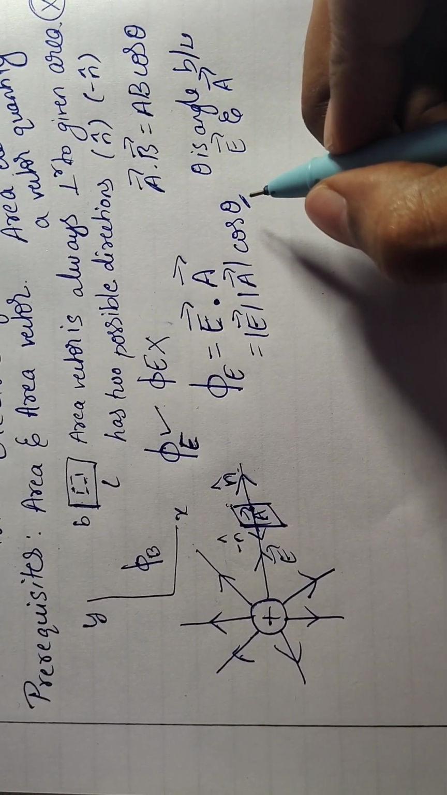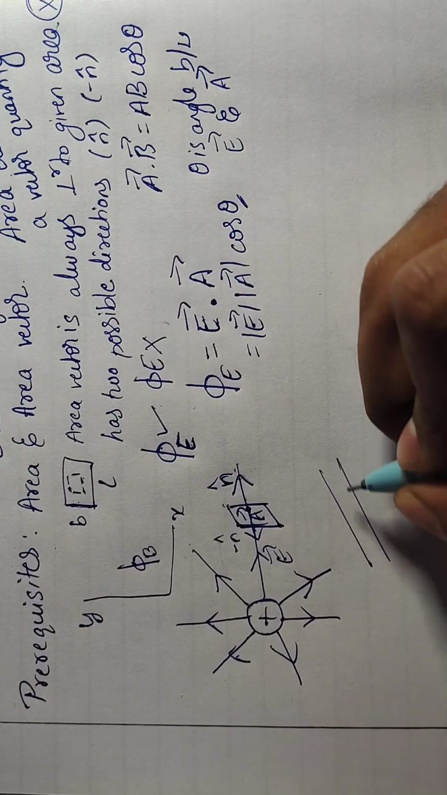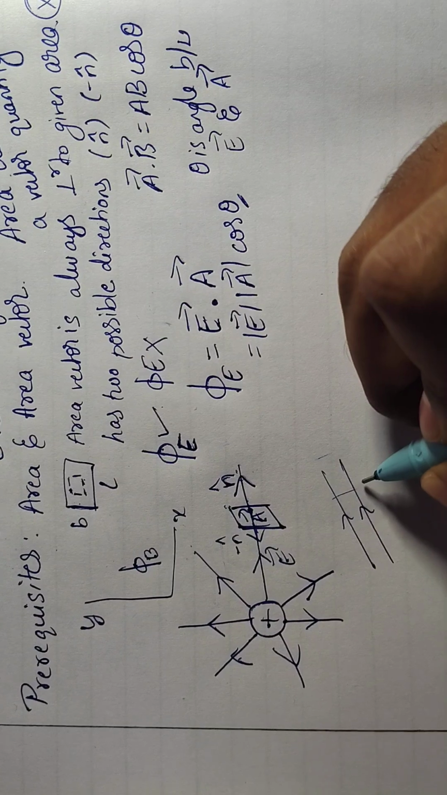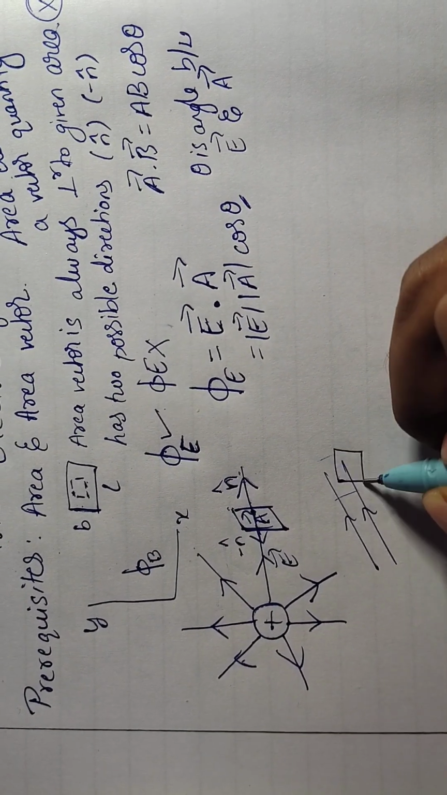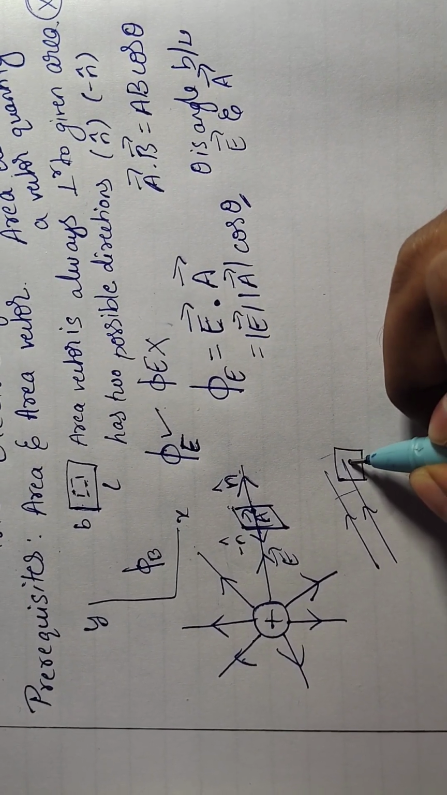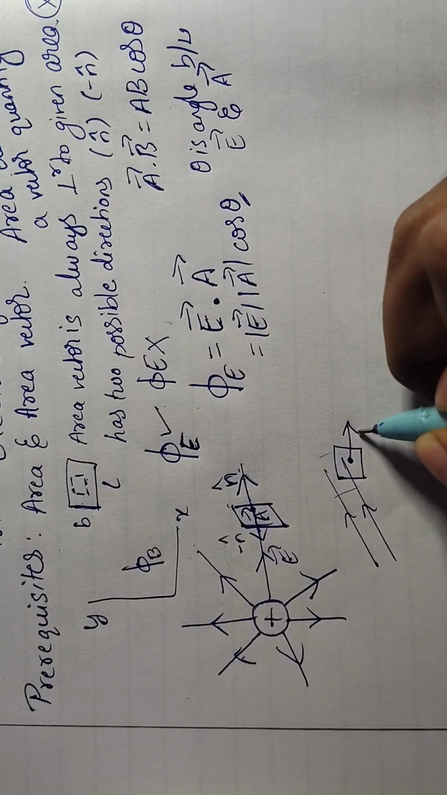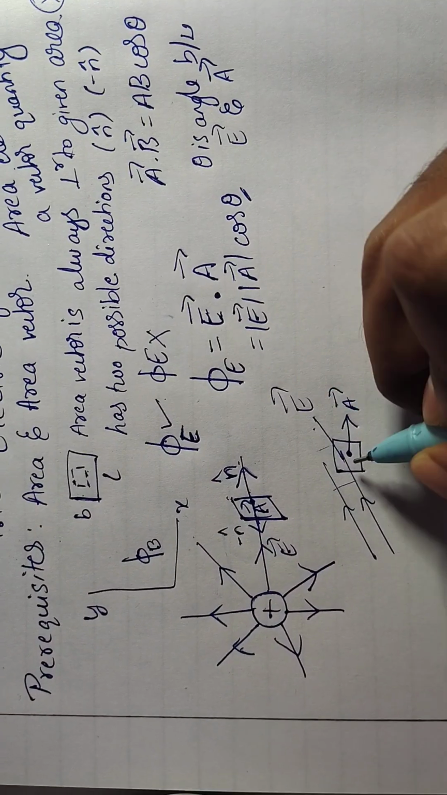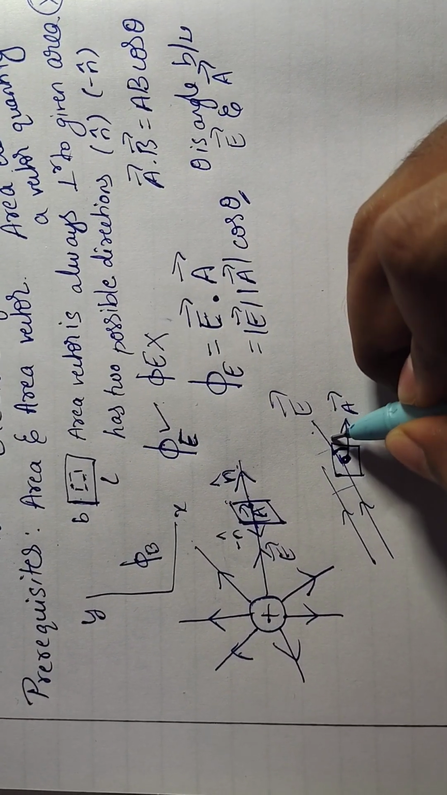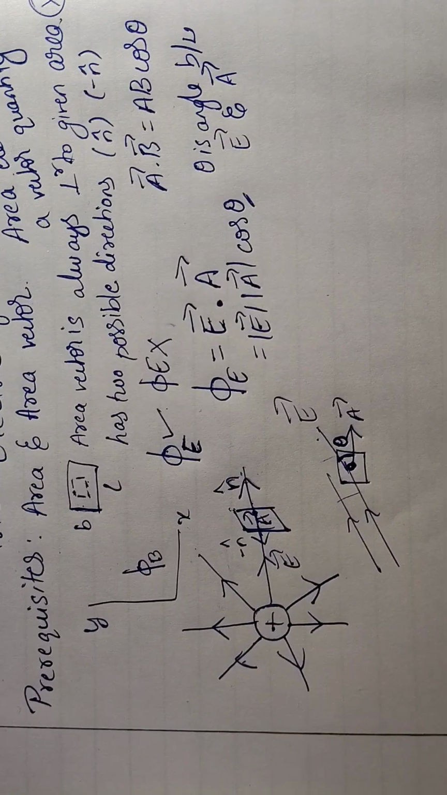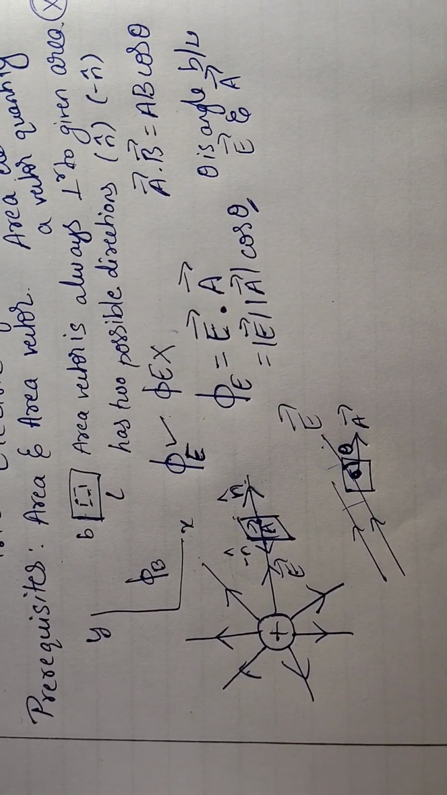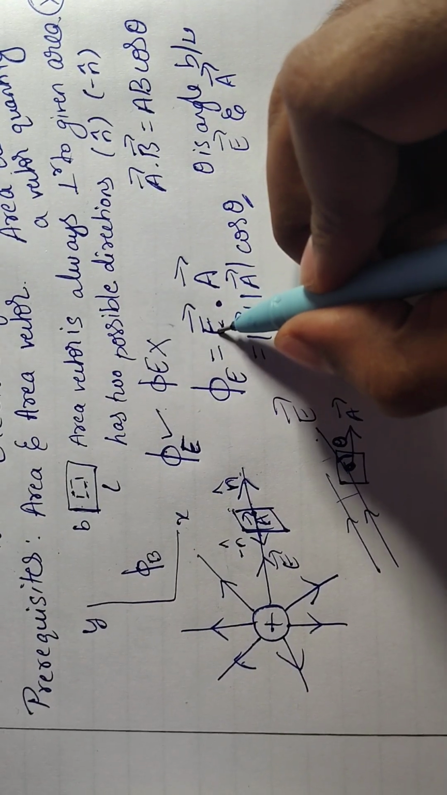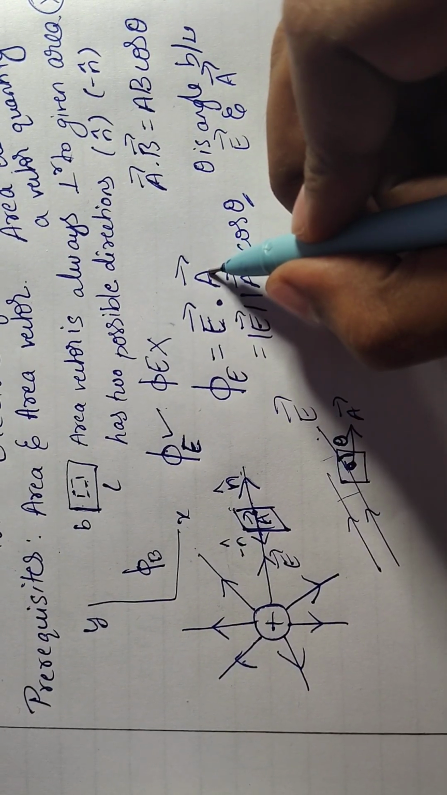When will this theta have values? Now consider a situation like this. These are the directions of electric field lines. Instead of drawing the electric field normal to it, draw it at an angle. Now what happens? For this particular area vector, the electric field is in this direction. Sorry, the area vector is in this direction, the electric field is in this direction. This angle between the two vectors is what I call theta. Okay, so I hope I am clear. Electric flux is nothing but the dot product of the electric field with the area vector.